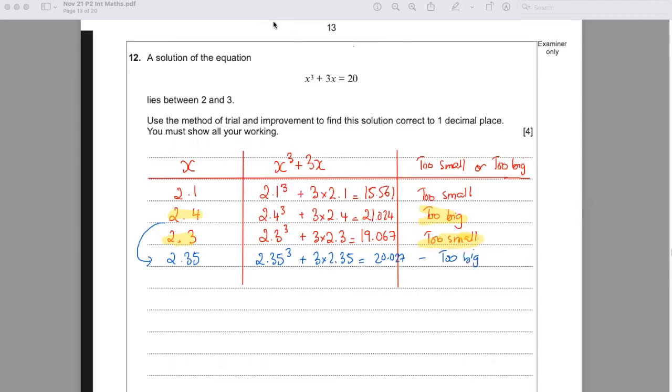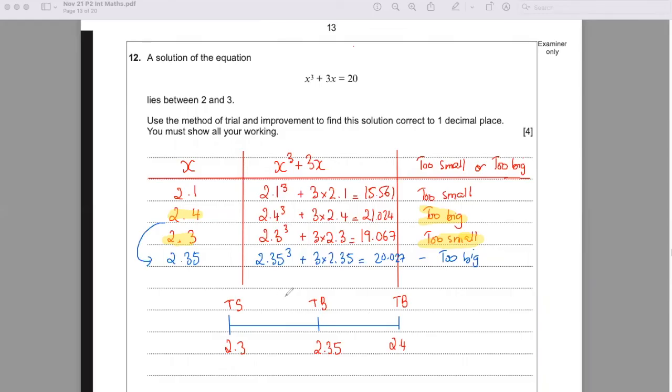Okay, now the final step, you're going to draw the line. You're going to write down 2.3, 2.4, and then 2.35. And then just write down if it's too small or too big. So this is too small, this is too big, and this is too big, okay?